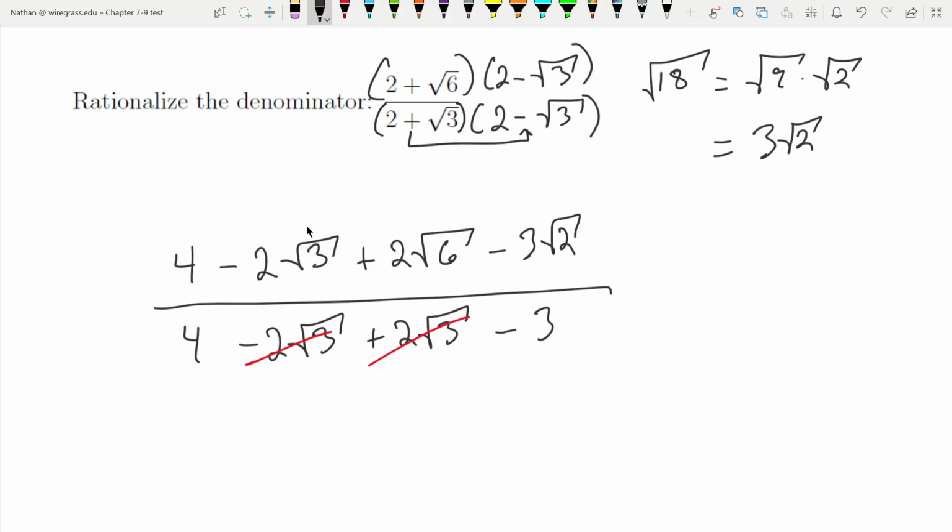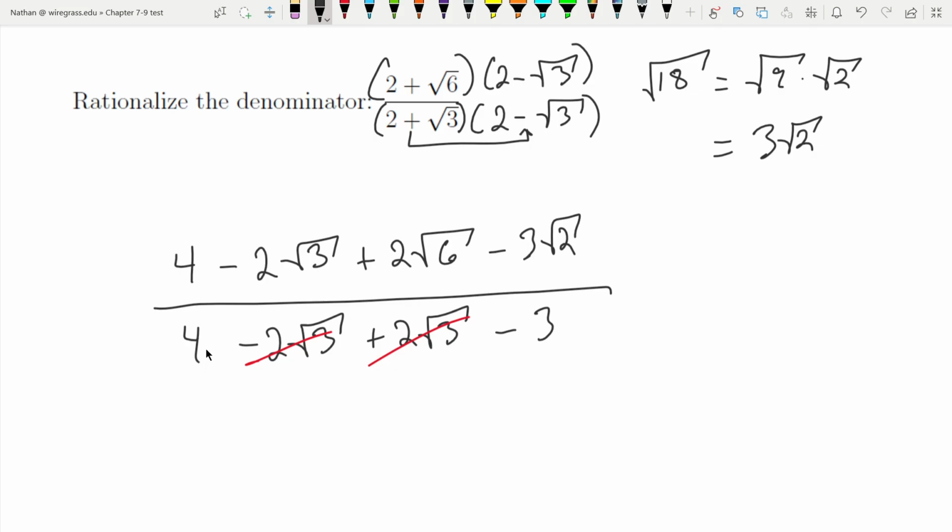And note, though, here we have the square root of 3, the square root of 6, and the square root of 2. These cannot be simplified any further, and they have the same power of the radical. It's the square root, but they have different radicands. And this one is just a number by itself, so that one cannot combine. None of these are like terms on top.